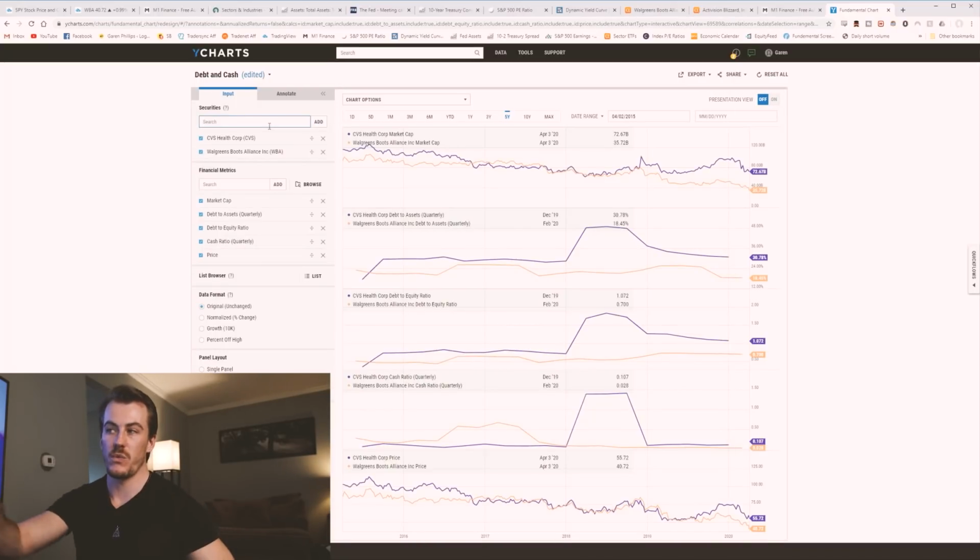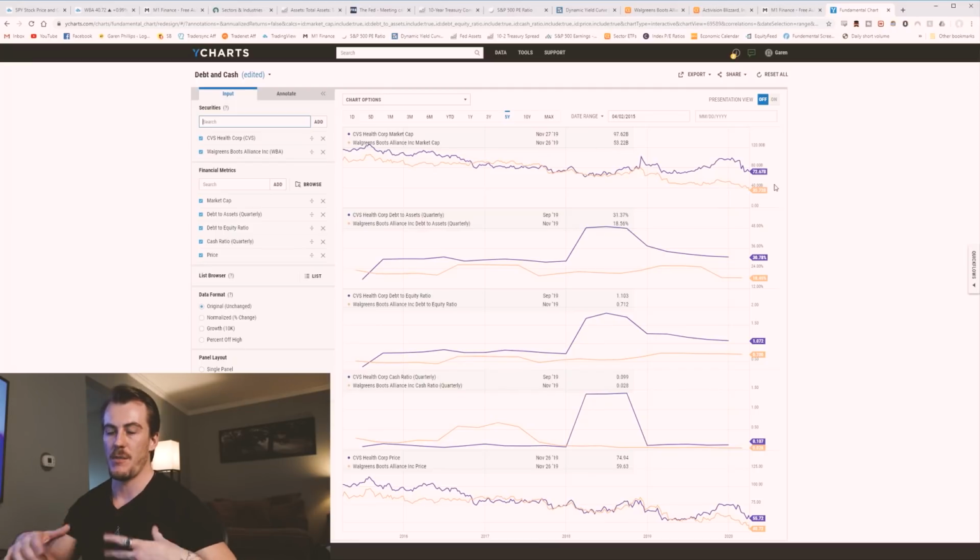This software is really nice for doing fundamental analysis quick and dirty, fast, because I can compare and contrast two like-minded companies and visually see it and represent it instead of trying to read numbers. On top of that, they also have a scanning software that allows you to scan for companies in very specific ways. We won't get into that in this video. So first off, we're looking at market cap.